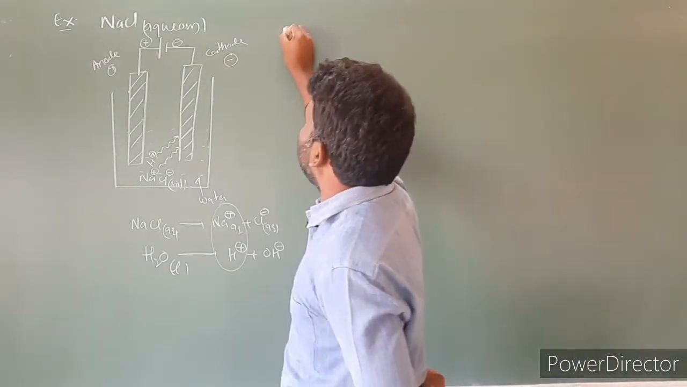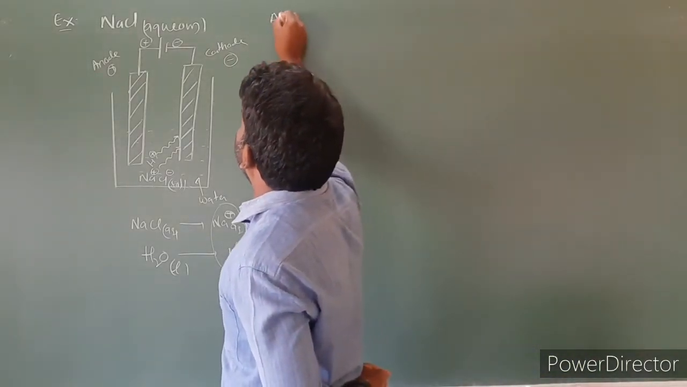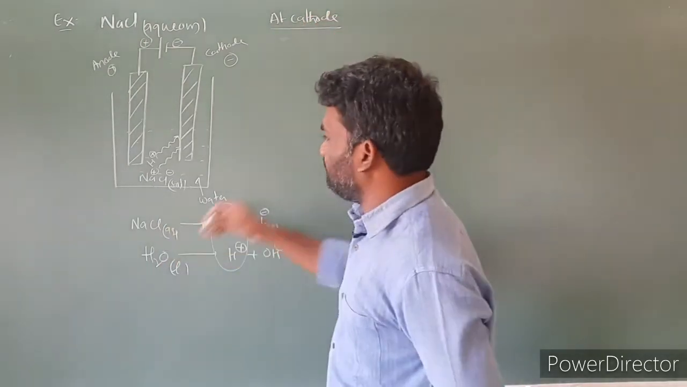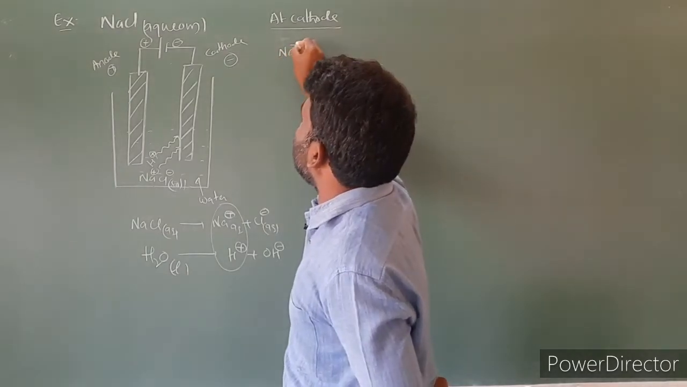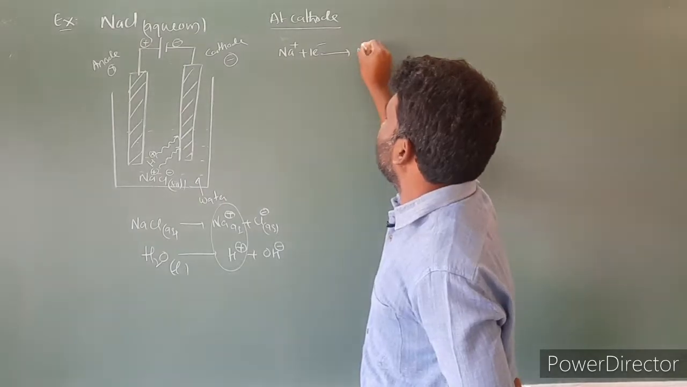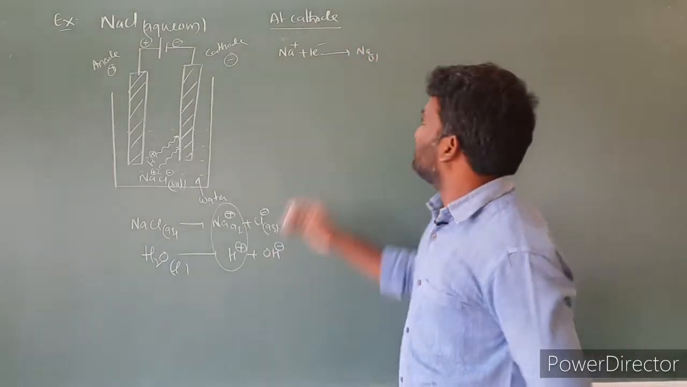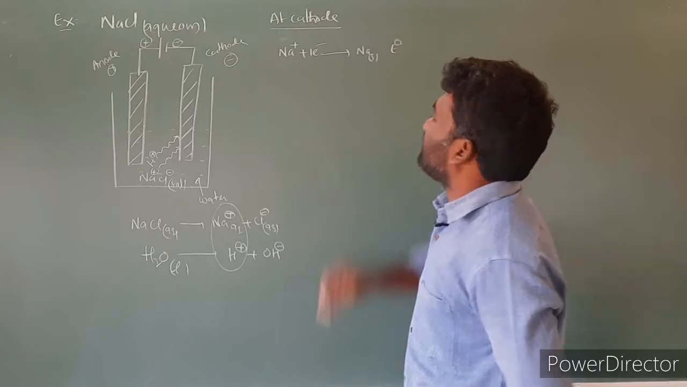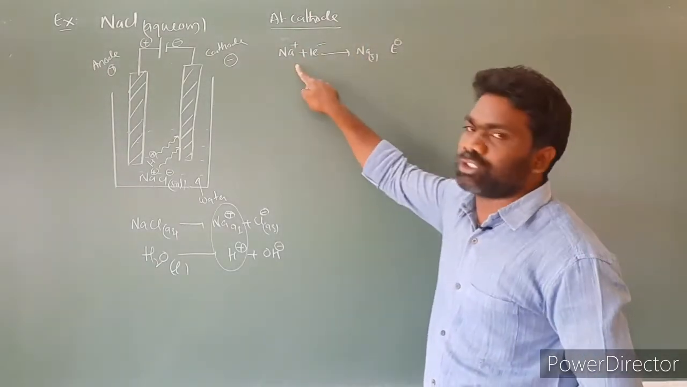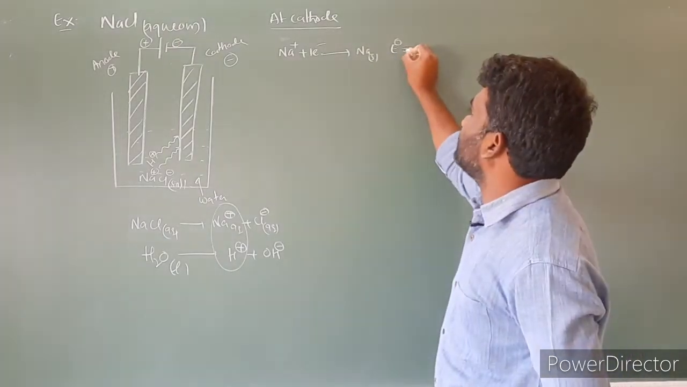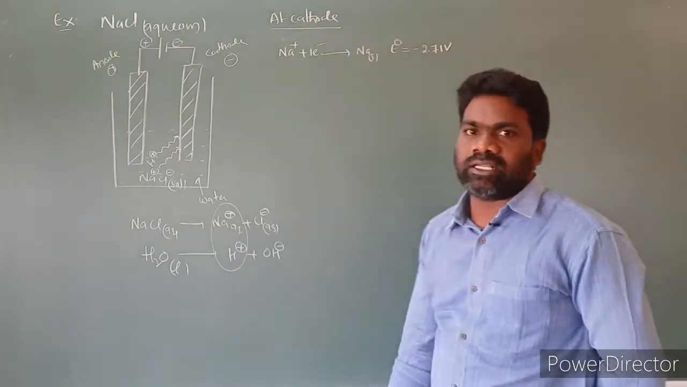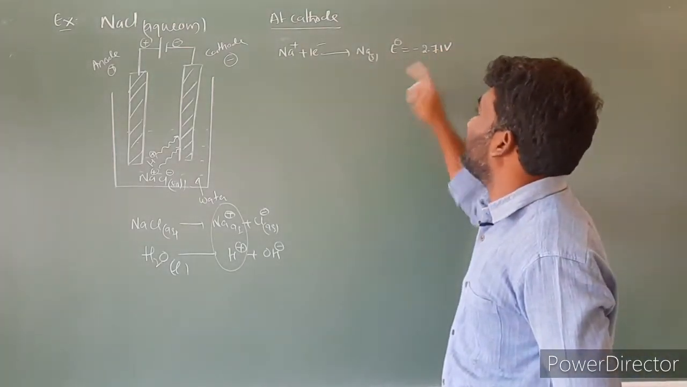First I am writing the reaction at the cathode. Na+ takes one electron from the cathode, converting into Na in solid form. This is the standard electrode potential, nothing but the standard reduction potential. The oxidation number decreases from +1 to 0, which is called reduction. The standard reduction potential is minus 2.71 volts.